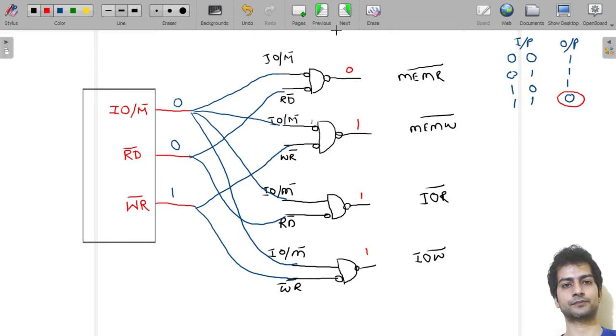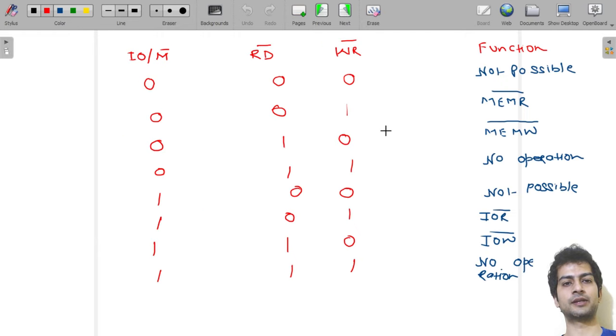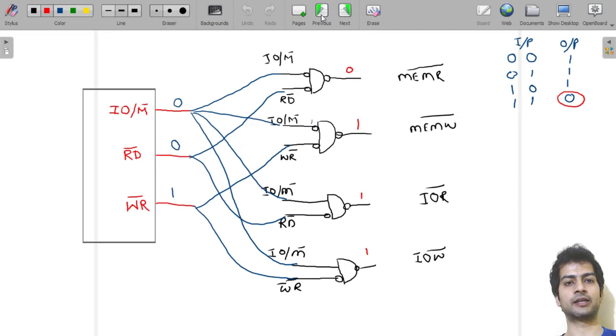And then we also discussed the different possibilities, where I told you that if it is 0 0 at read bar write bar, then it is not possible, and if it is 1 1, then it is no operation. And by taking this example of 0 0 1, we saw that only one function is performed by the microprocessor at a time. So I hope this part is clear to you.